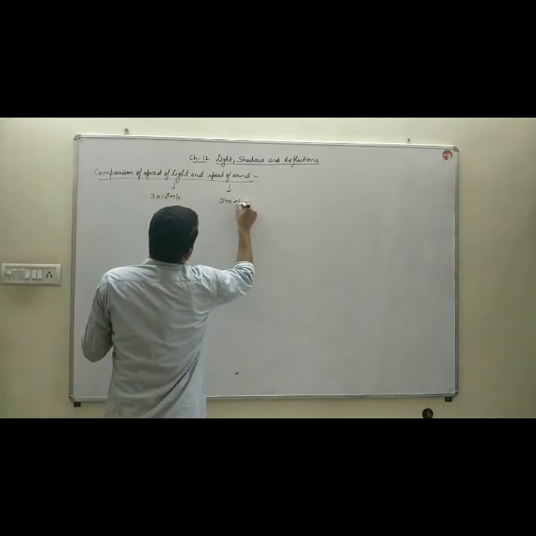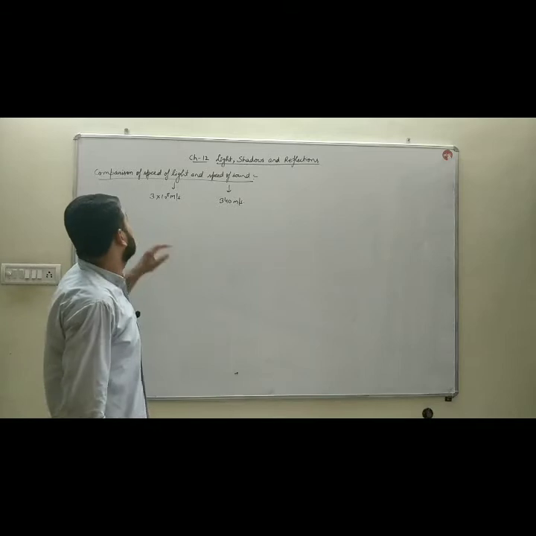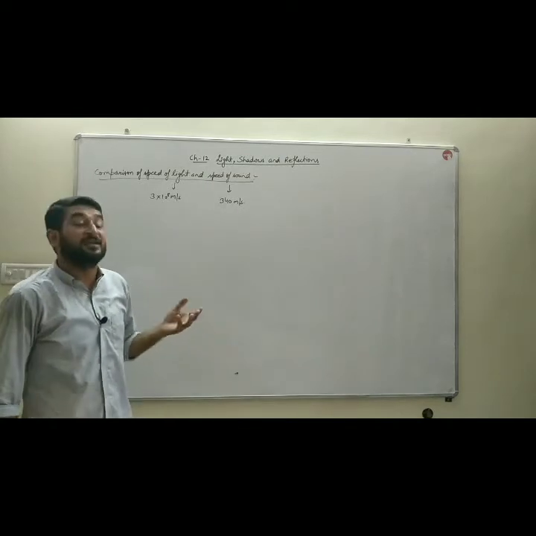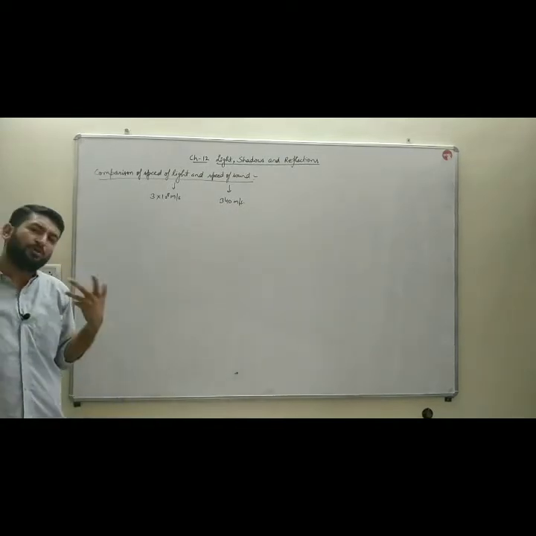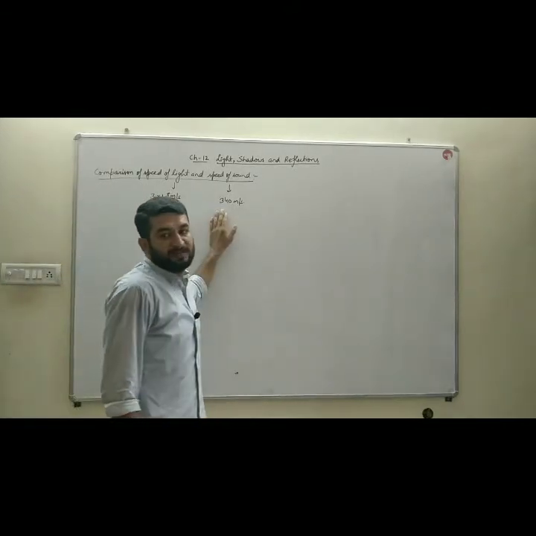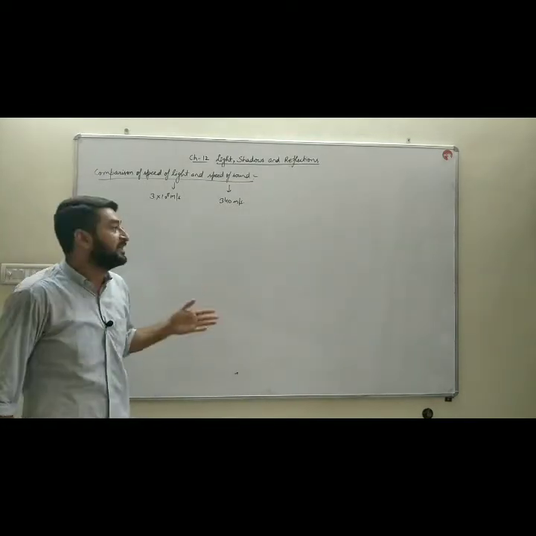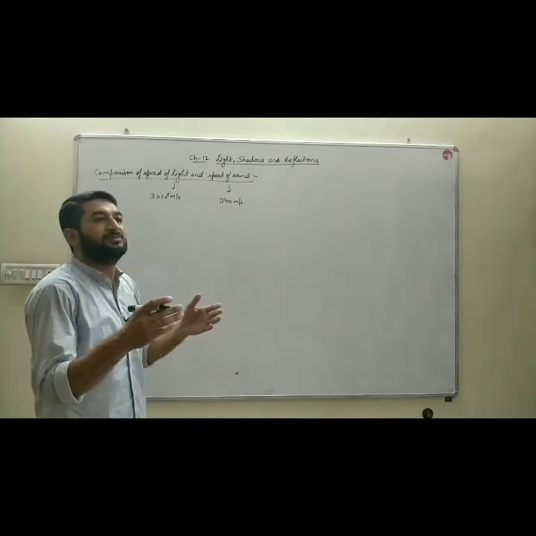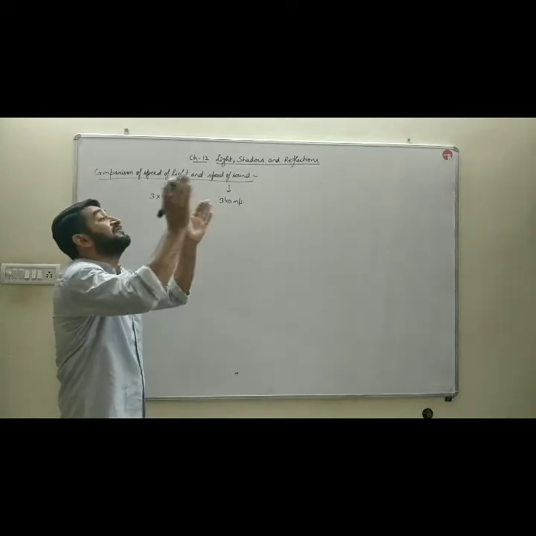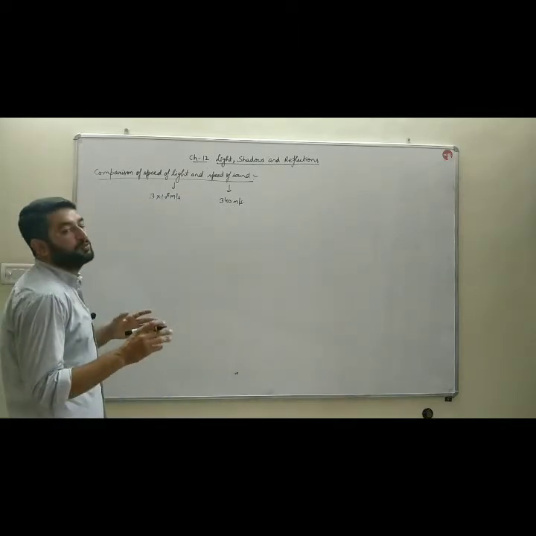Speed of light is 3 into 10 raised to the power 8 meter per second. That is approximately 30 crore meter per second. And this is 340 meter per second only. It is in crores and it is only in hundreds. So the speed of light is very much higher as compared to the speed of sound. That is why the light reaches our eyes earlier as compared to the sound which is produced at the same time. So if light comes, we see it first and then we hear the sound. That is why we see the lightning first and then hear the sound of thunder.